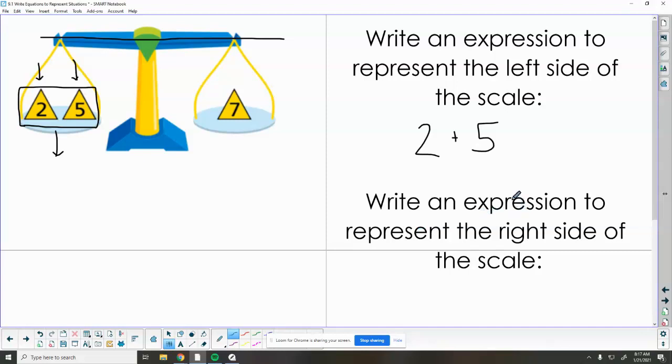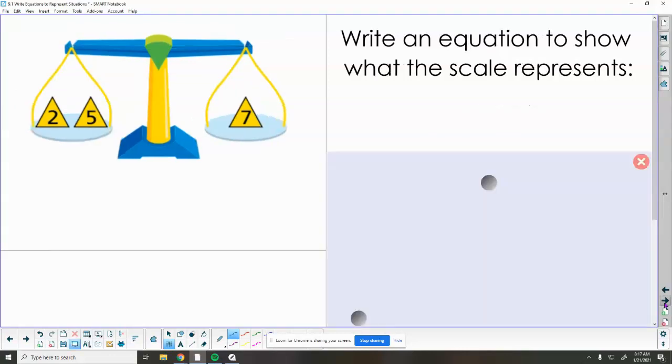So now we want to write an expression. We have a unit of 2, we have a unit of 5. Together they make 7. Now we want to write that expression for the right side of the scale. We just have this one term here. They just placed 1 unit of 7 on here. So this one has a unit of 2 and a unit of 5 together. This one just has 1 unit of 7. Now that we have both of our expressions, we can go ahead and make those into an equation.